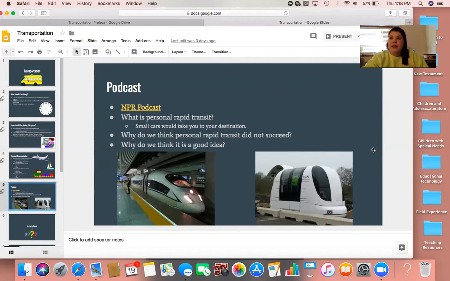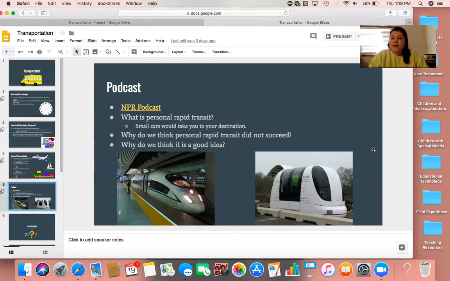So basically how personal rapid transportation works is, and I really advise you listen to the podcast, it's really good. You get on a car, so the car directly comes to you on a track, like a train, and then you climb in it, and it takes you straight to your destination. So there's no stops in between, nothing like that. It's not like a subway.